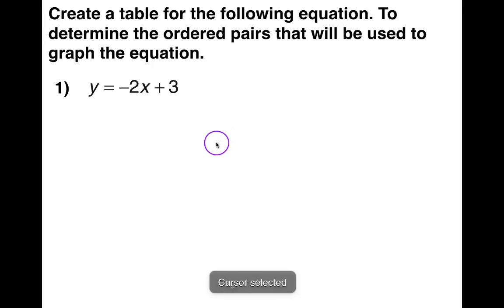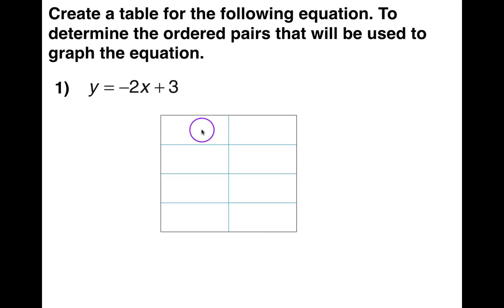Whoops, let's try that again. Let's create a table. We're going to label it X and Y, and we need at least 3 ordered pairs. Since the numbers are nice whole numbers, I'm just going to pick the easiest numbers I can think of, the very first one being the number 0.